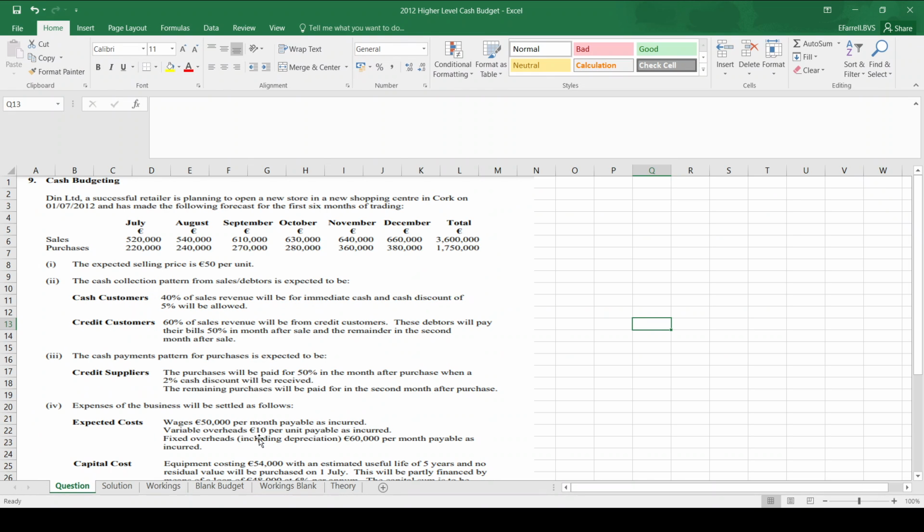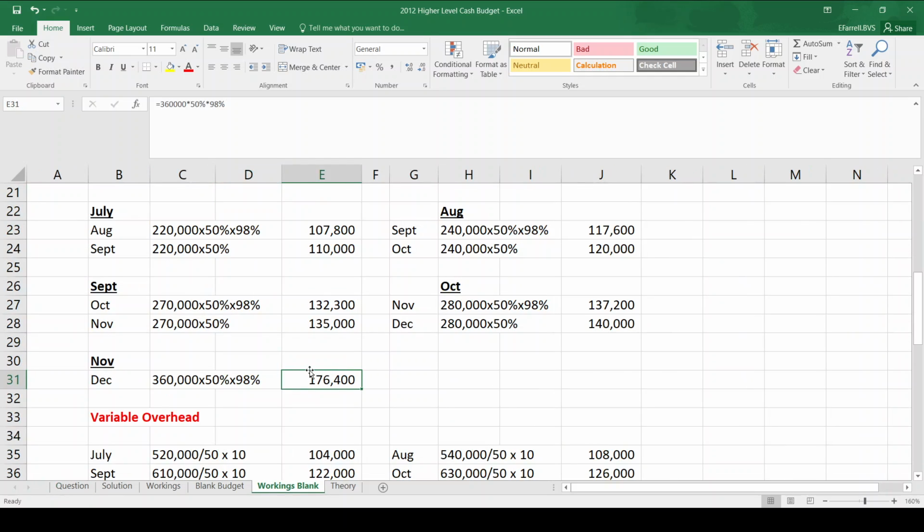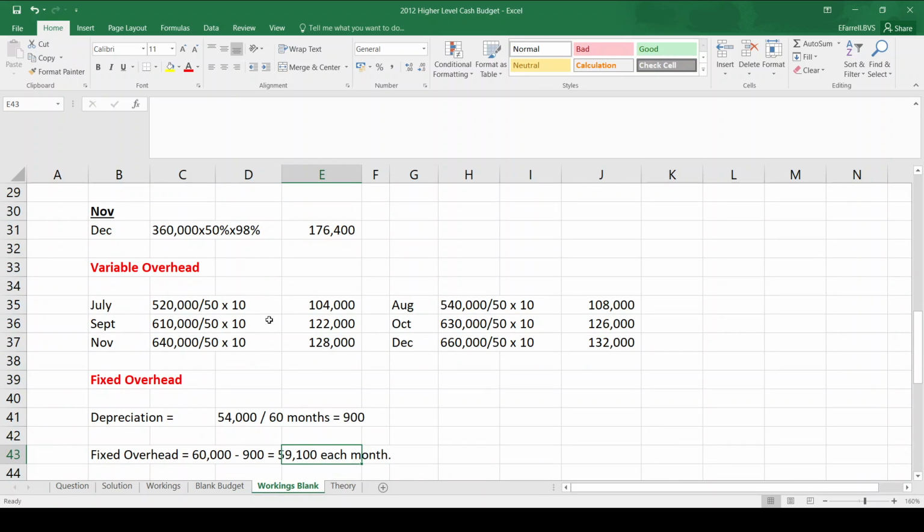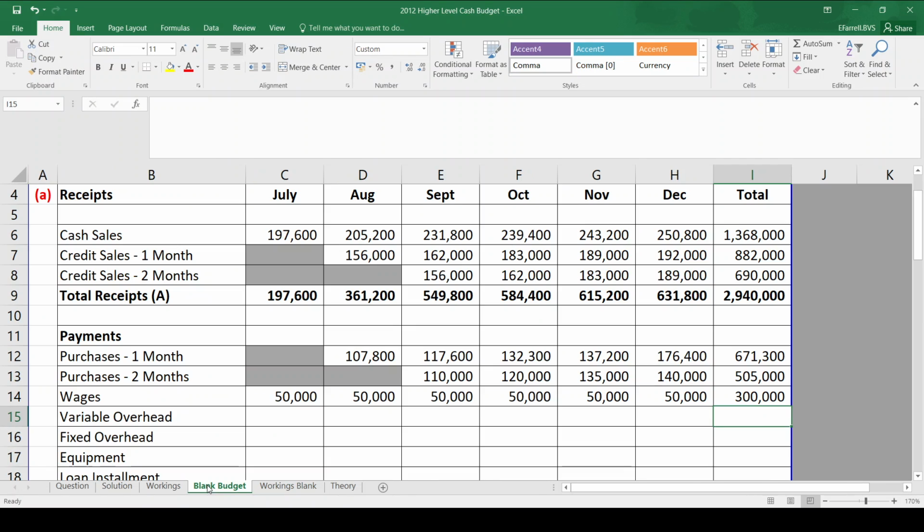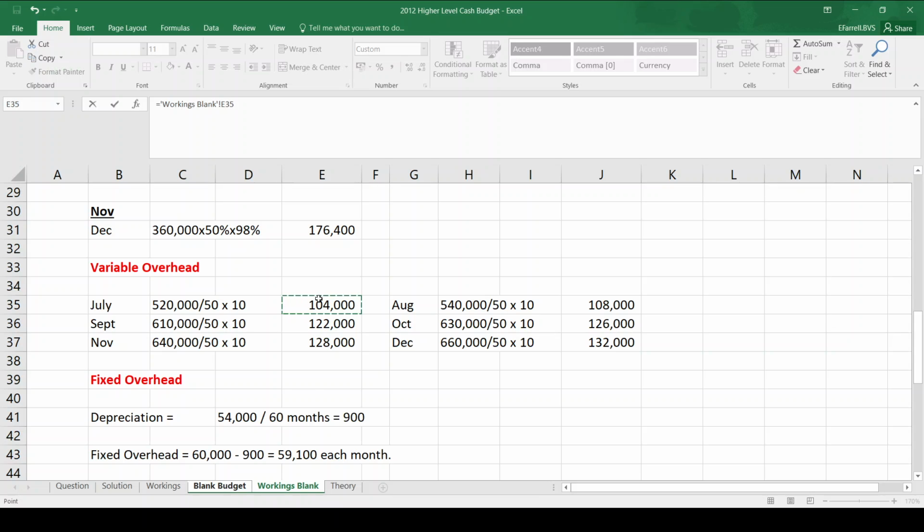Variable overhead is €10 per unit. Now it doesn't tell us the units up here, so we need to work out the units, and then we just multiply by 10. How do we work out the units? Well, it tells us the selling price per unit is €50. So in July, for instance, if sales are 520,000, that's the total sales, and each unit is €50. If we divide 520 by 50, it'll give me the units, and multiply it by 10. In August, the sales were 540,000, and again the selling price was always €50. So divide that by 50, multiply by 10, and so on. It's simply a matter of getting the sales, dividing by the selling price per unit, which gives you the units, and then multiplying by 10.